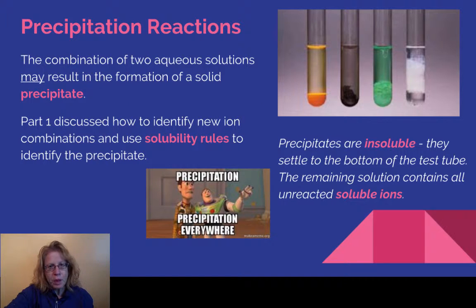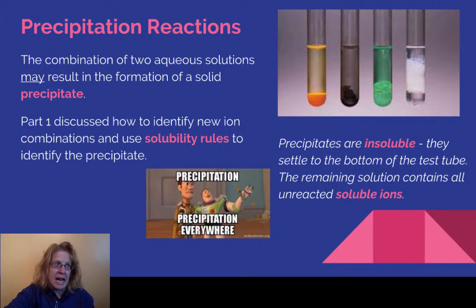By way of review, in precipitation reactions, you take two aqueous solutions, so two solutions where you've got some different chemical solutes dissolved in water, and then you combine them together. Sometimes you get interesting solids that form from those interactions. Those solids are called precipitates. They usually look muddy or cloudy, and eventually they settle down to the bottom of a test tube. I picked some fun colored ones here to show.